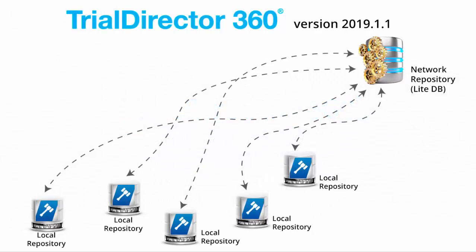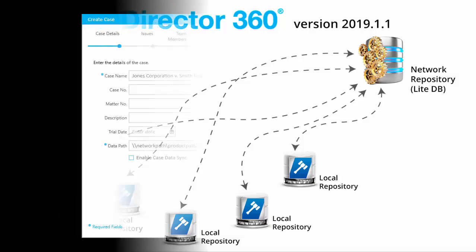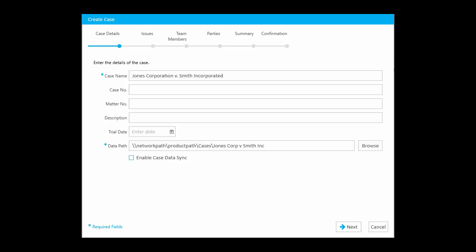2019.1.1 enables users to work collaboratively on a case that is stored in a central location accessible to all case team members. Here is a quick walkthrough of how to set up your case for data sync and some details on how it works. Create a case using the Create Case wizard in the Case Manager module.